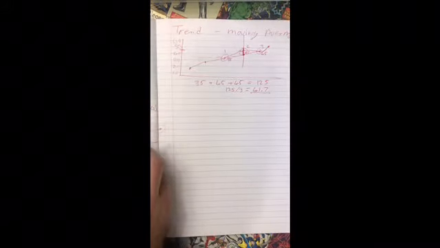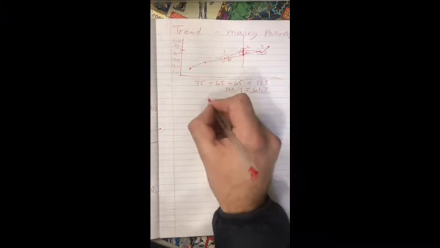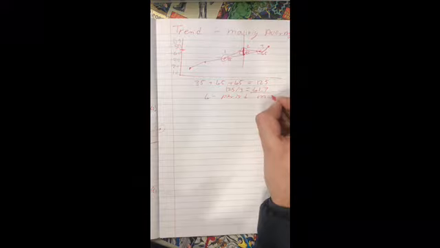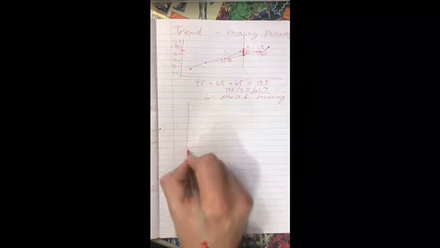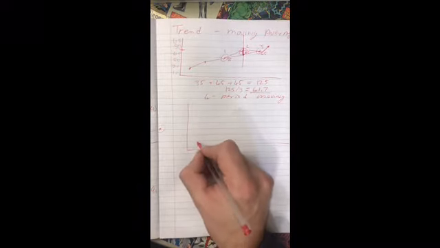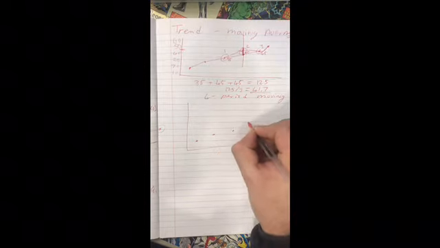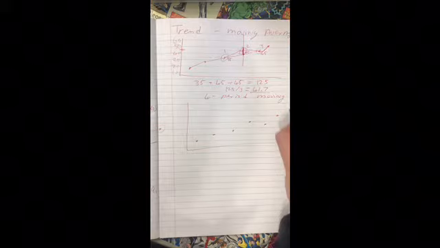Now, the next thing is, when we start looking at moving averages, they can ask you to do, for example, a 4 period moving average. Now, if we look at that, we will have 1, 2, 3, 4, 5, 6, 7.